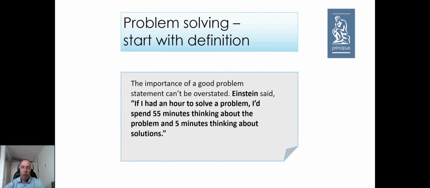In order to be in a position to successfully solve customers' problems, you first need to be good at defining what the problem really is. As Einstein put it, if I had an hour to solve a problem, I'd spend 55 minutes thinking about the problem and 5 minutes thinking about the solution. This is even more important in the sales process. If you don't define the real problem, then your sales process will go in the wrong direction.